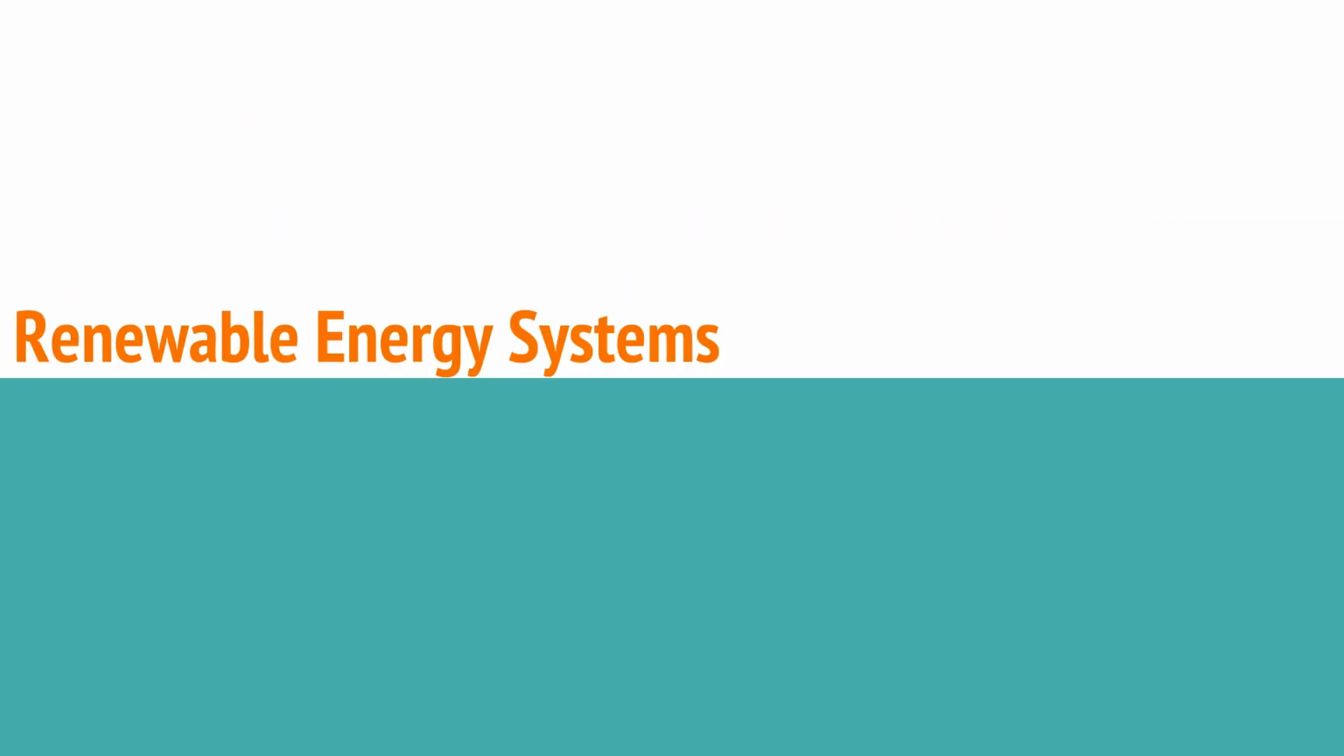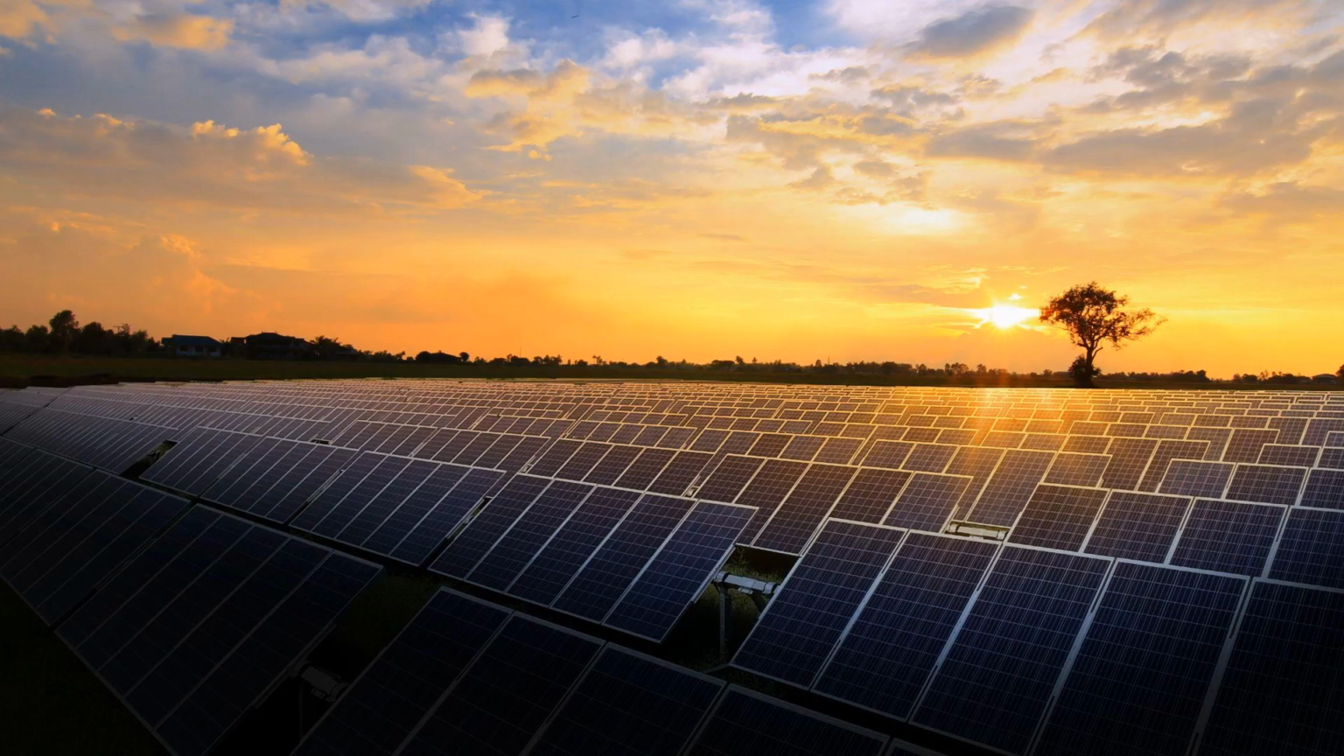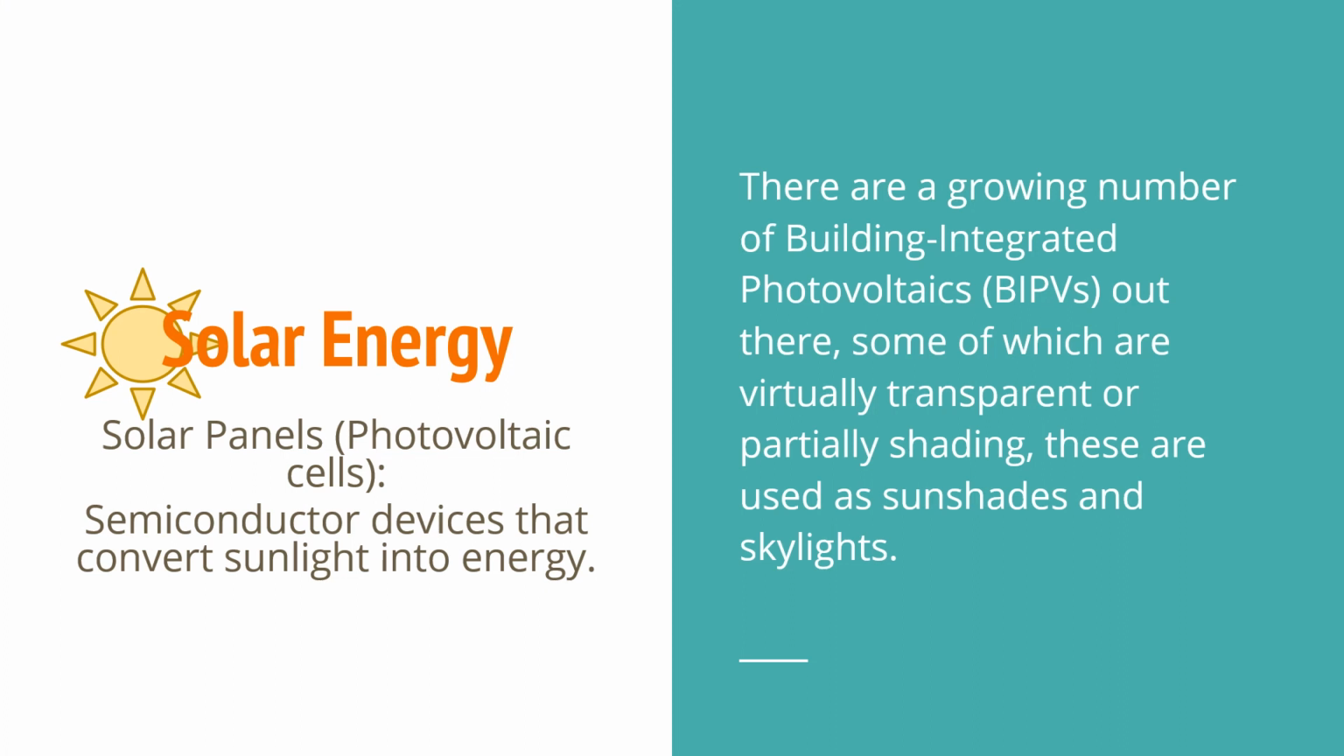And then from there, we have renewable energy systems. So this is what you might expect. We've got your solar panels, solar energy, otherwise known as photovoltaic panels. They are semiconductor devices that convert sunlight into energy. And there's a growing number of these building integrated photovoltaics, as we refer to them, some of which are virtually transparent or partially shading, which can even be used as sunshades and skylights. It's an industry that's rapidly growing, but it isn't the most efficient yet.